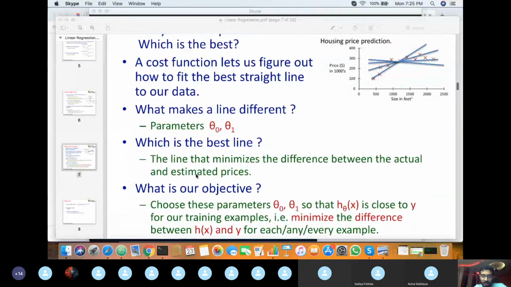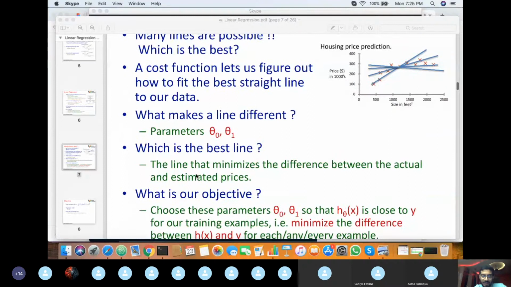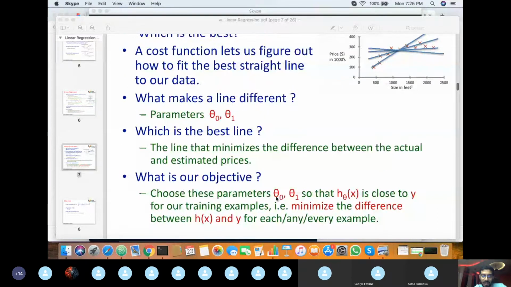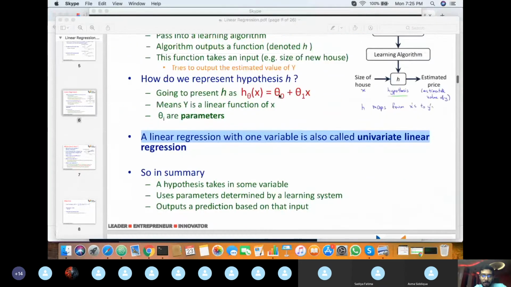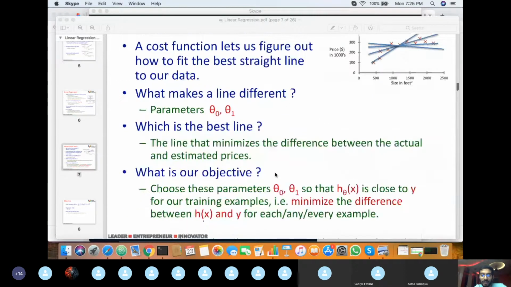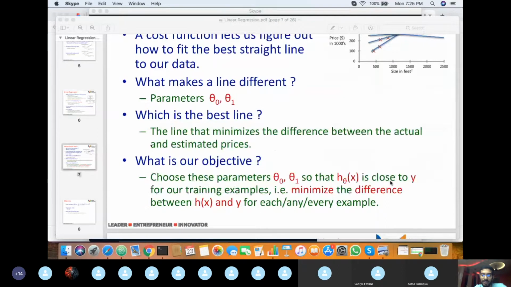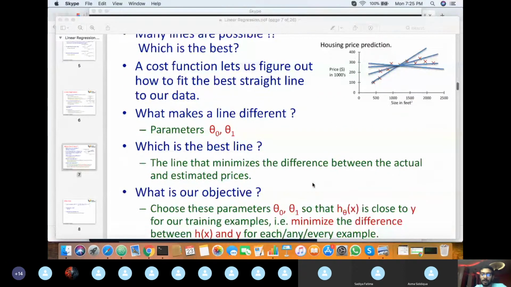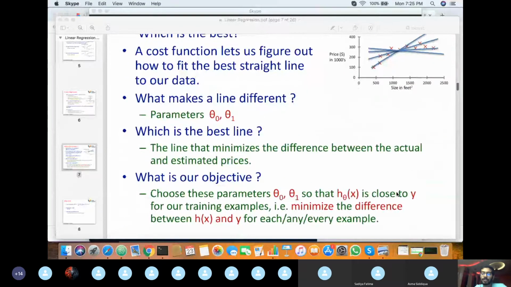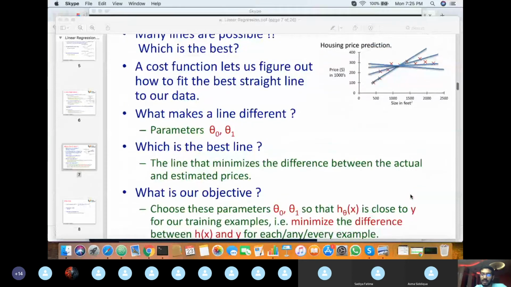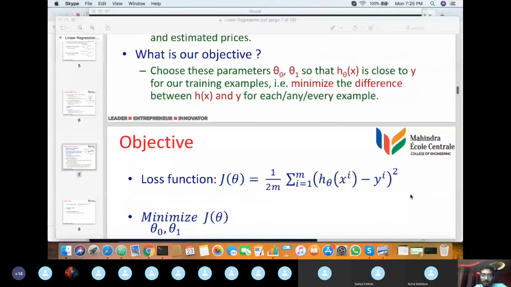Essentially, what it's saying is that in the case of univariate linear regression, we need to choose our parameters, b naught and b1, or theta naught and theta 1, in such a way that we reduce the difference as low as possible. The predicted value should be as close as possible to y, which is the actual value in the data set that you have.